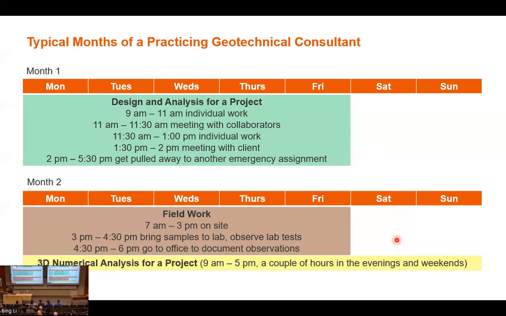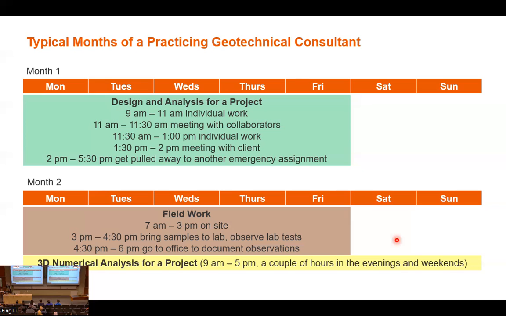And then after being on site, I would have to bring the samples to the lab. And sometimes I would have to stay in the lab to observe testing as it happens. And then at the end of the day, I may have to swing back to the office and document my observations and logs for the day. And that's because your design analysis may be happening at the same time as the field work.